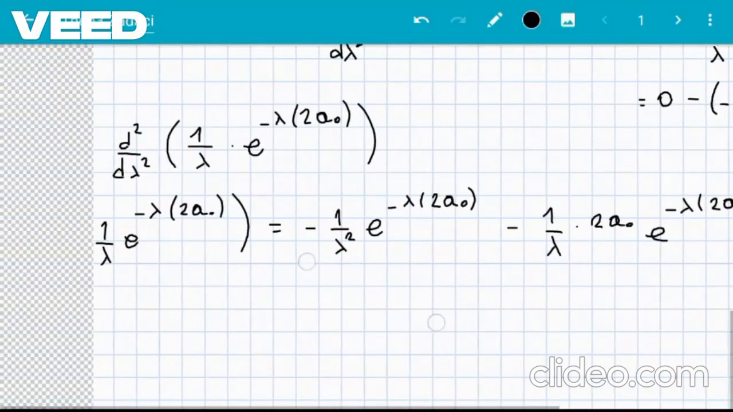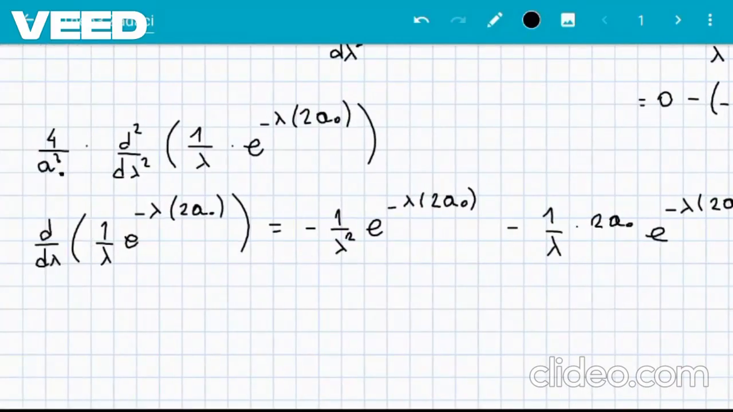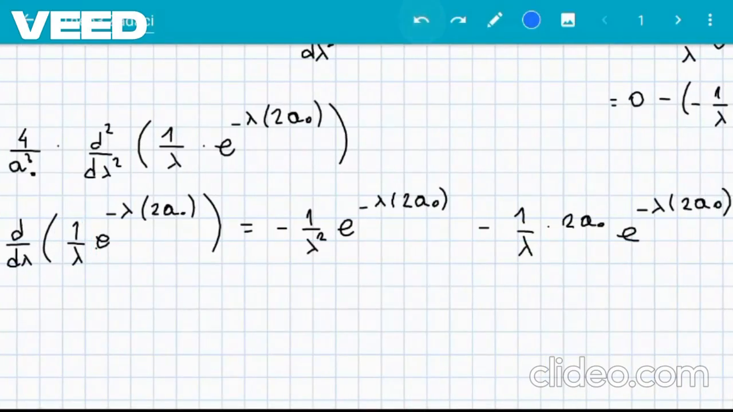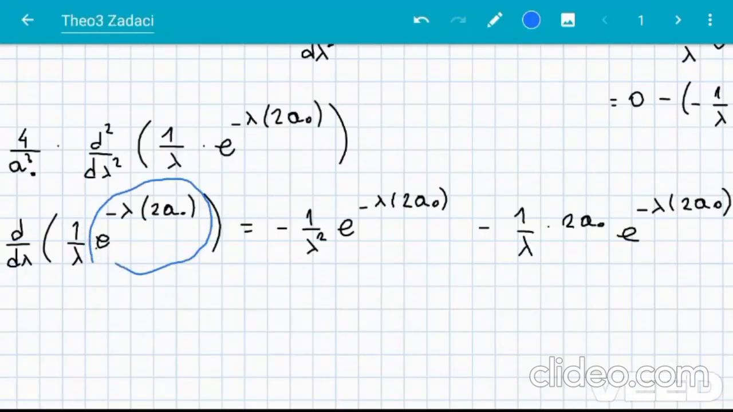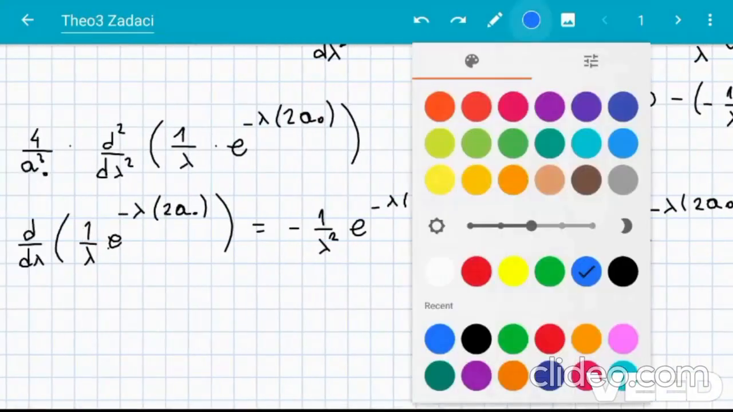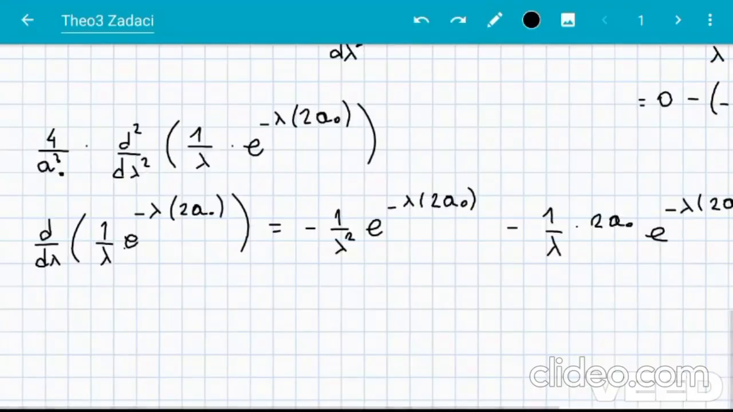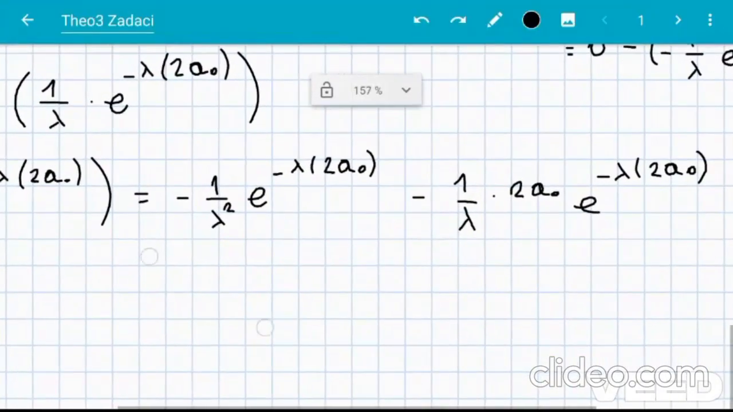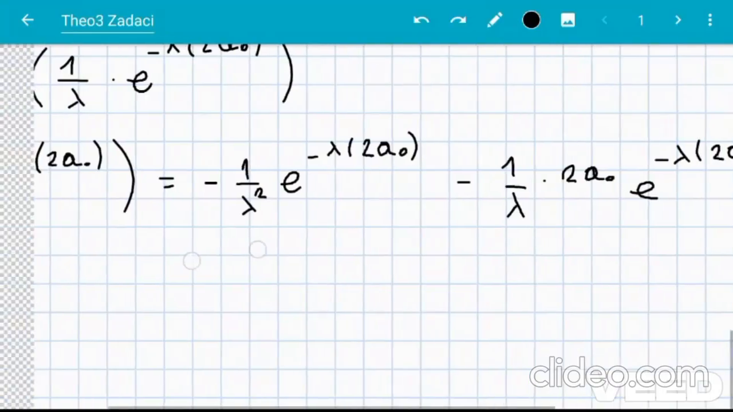So that's the first derivative, which involved the product rule. So we took the derivative of the first expression with respect to lambda, which is giving us minus 1 over lambda squared, and then the second expression just multiplied, and then plus the derivative of the second expression with respect to lambda. So that's just going to give us a minus because there's a minus in the exponential. So we have minus 2a naught over lambda times the exponential expression. So that's the first derivative, and now we have to take the derivative of that derivative, which involves a double product rule, but it's also really easy to do.